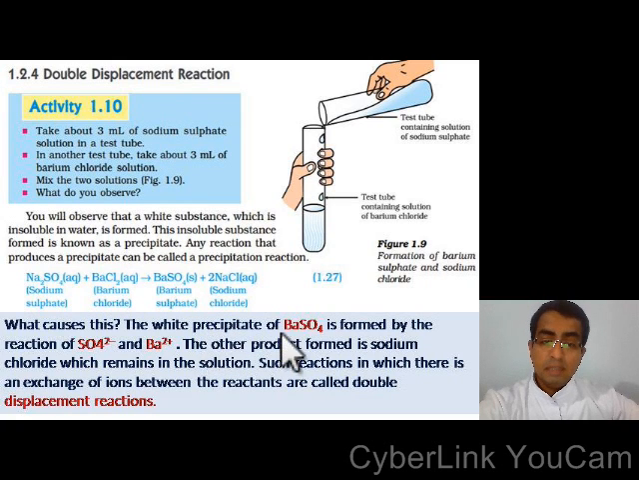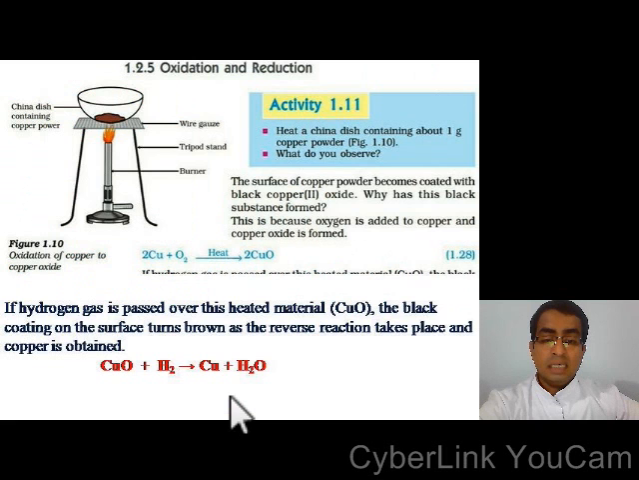The white precipitate of barium sulfate is formed by the reaction of SO4 2 minus ions and Ba2 plus ions. The other product formed is sodium chloride, which remains in the solution. Such a reaction in which there is an exchange of ions between the reactants is called double displacement reaction.